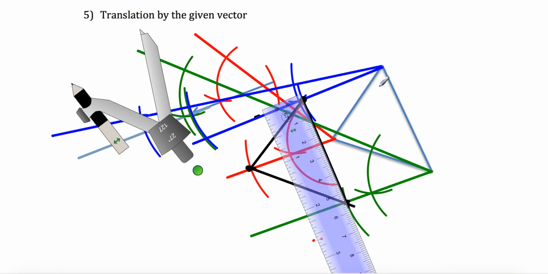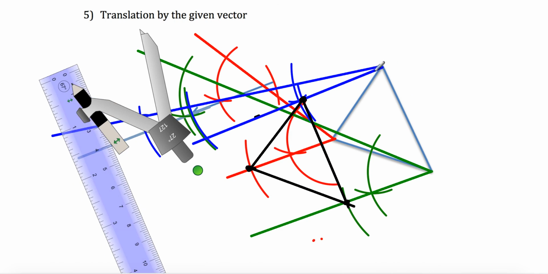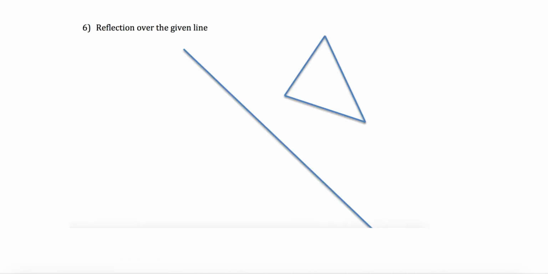All right, so here we can see the original blue triangle has been translated by the given vector, creating the black triangle over here. All right, now how about the next one? Number 6.